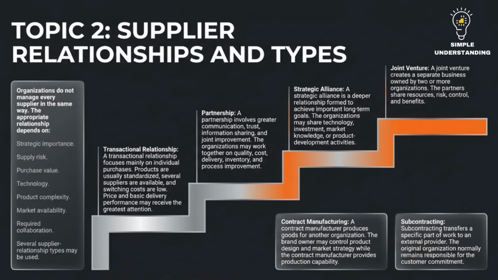Contract manufacturing. A contract manufacturer produces goods for another organization. The brand owner may control product design and market strategy, while the contract manufacturer provides production capability. Subcontracting. Subcontracting transfers a specific part of work to an external provider. The original organization normally remains responsible for the customer commitment.